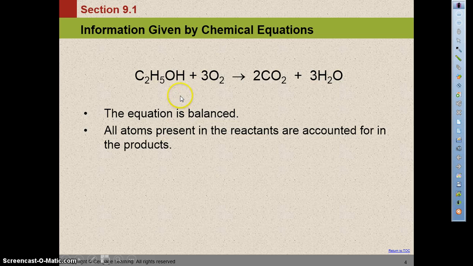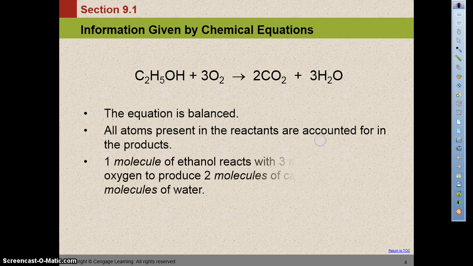That means that we have conserved the atoms within the reaction. So we started with X number and we ended with X number, which is really important when it comes to the law of conservation of matter. So all atoms present in the reactants are accounted for.